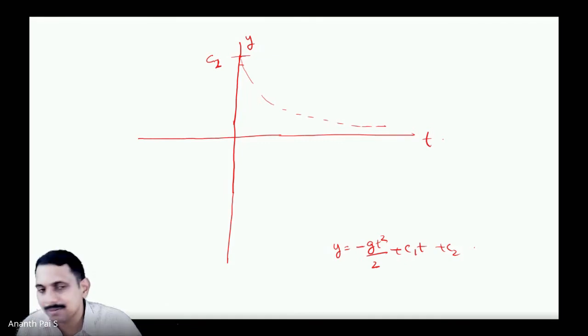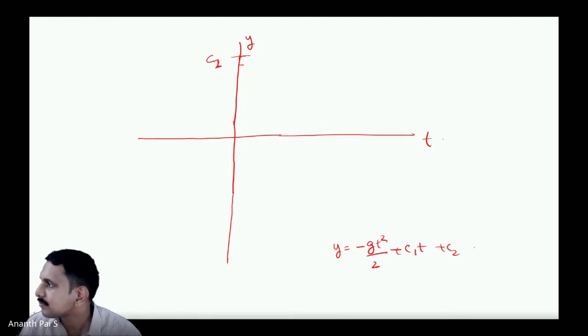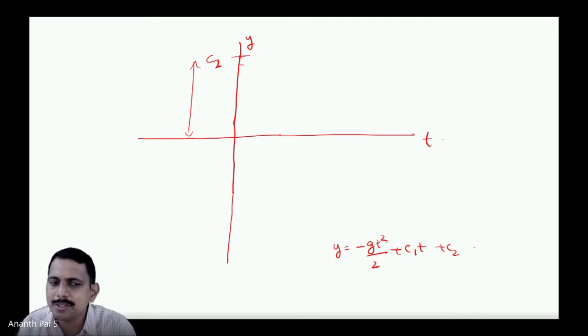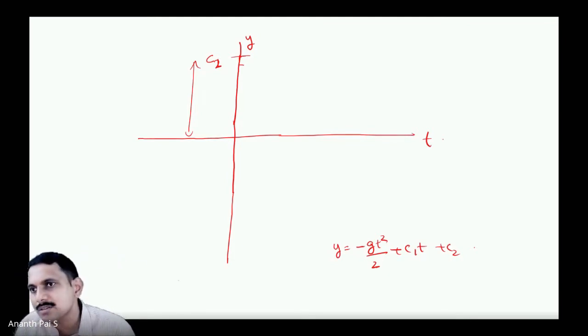How should the curve be? Is this the curve? Is this the curve? Write the curve of minus gt square by 2 plus c1t plus c2 with time. It depends. Put an arbitrary one. It depends on c2. C2 is this length. But it's falling down. It can be 0. If it is 0, then what happens? It goes down. Minus. That's it.